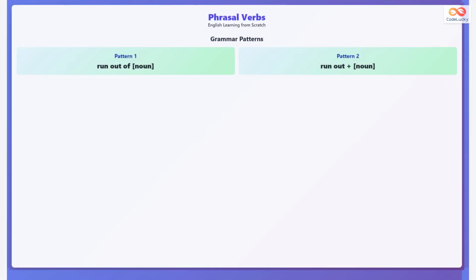Run out follows two main grammar patterns. Pattern 1 is run out of plus noun, like run out of milk. Pattern 2 is run out with a noun as subject, like time runs out. Both patterns are correct English usage.